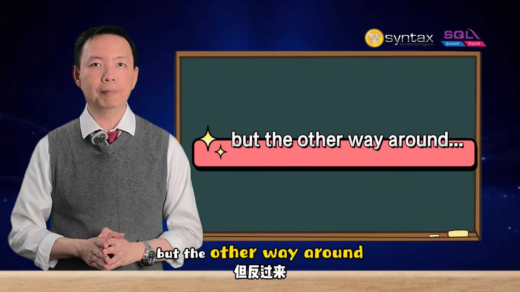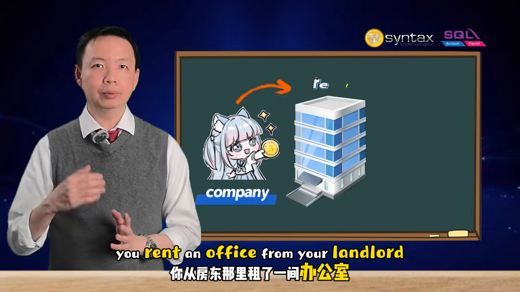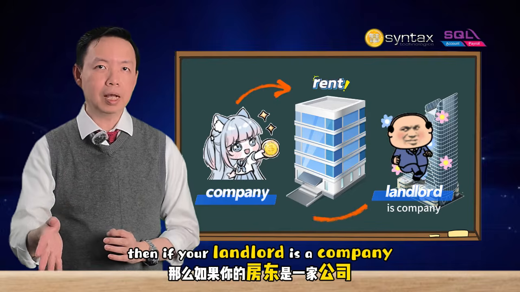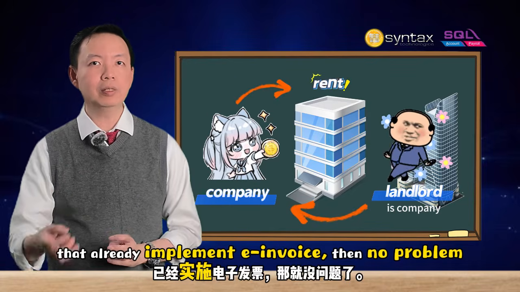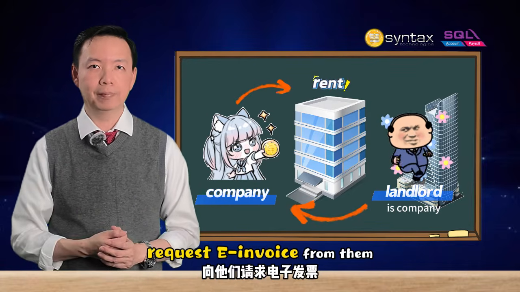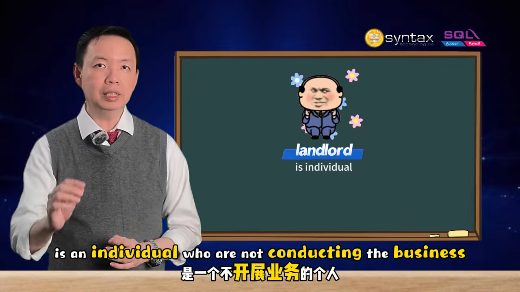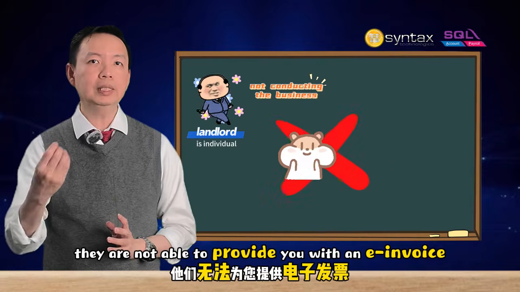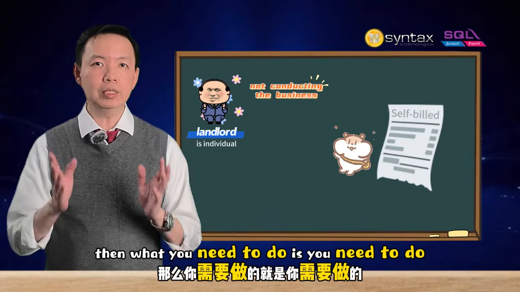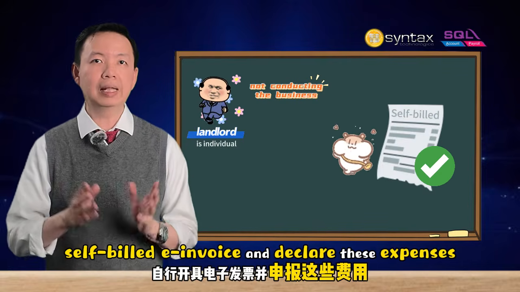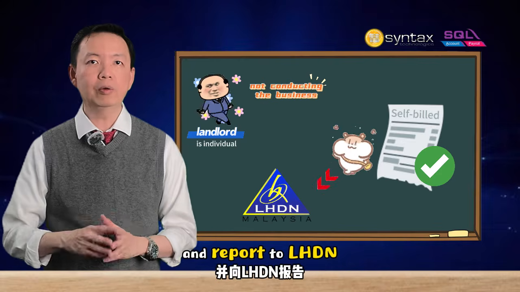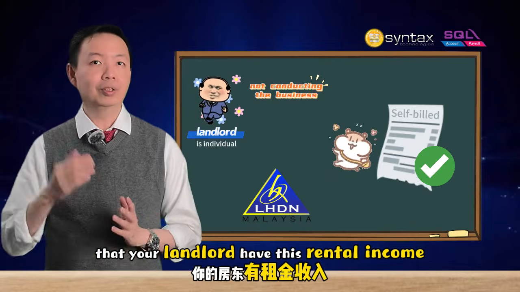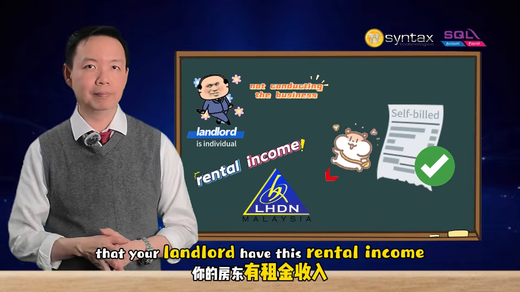But the other way around, let's say you're a company and you rent an office from your landlord. If your landlord is a company that has already implemented e-invoice, then no problem, request an e-invoice from them. But if your landlord is an individual who is not conducting a business, they are not able to provide you with an e-invoice. Then what you need to do is a self-billed e-invoice and declare these expenses and report to LHDN. With this, you are actually telling LHDN that your landlord has this rental income.